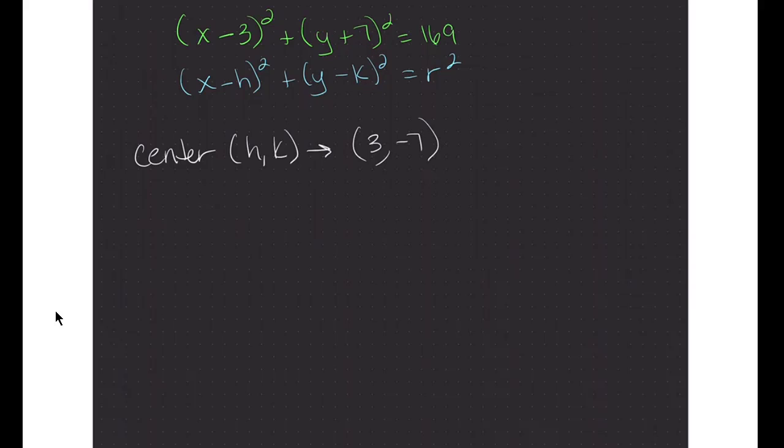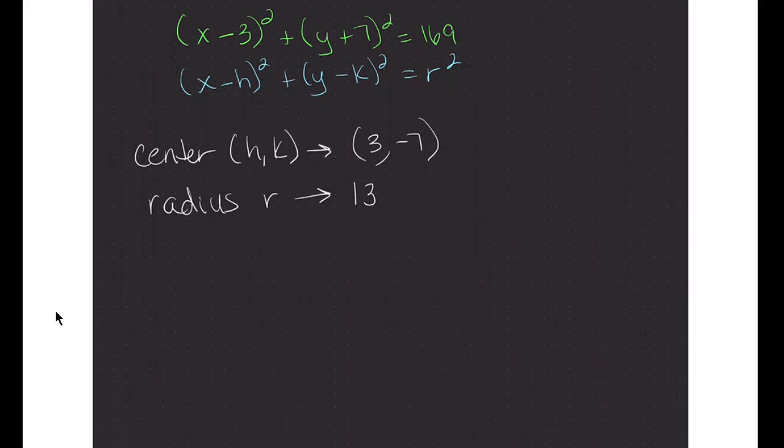And then now we just need to figure out what our radius is, or r. What do you think r is going to be? These are equal, right? So r squared equals 169, so you have to take the square root of 169. Anybody know what the square root of 169 is? It's bigger than 12 but less than 14. It's 13, right?